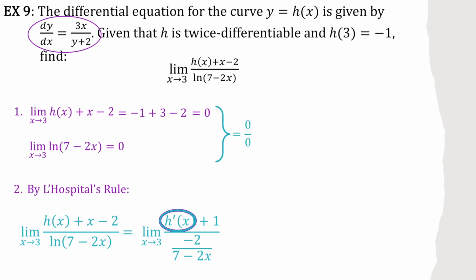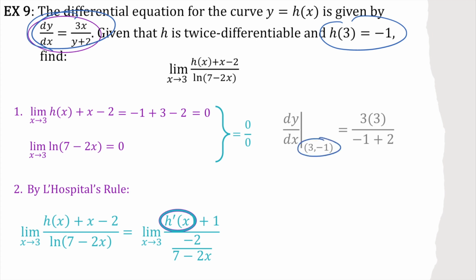Now, h prime of x. Come back up here. That's when I told you that we were going to use dy dx. So h prime of x, we're going to plug in this point that they gave us, 3, -1. 3 times 3 over -1 plus 2, that's 9. So now we have 9 plus 1 on the top, and then plug in 3 to the bottom, -2 over 7 minus 6, 10 over -2, which is -5.